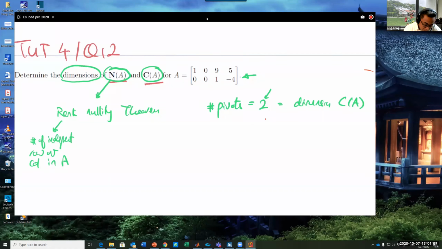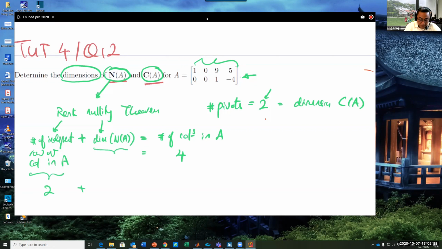What about nullity? Nullity is the dimension of the null space of A. So he's asking for the dimension of the null space of A, so he's asking for nullity. What does the rank-nullity theorem say? It says that the rank plus the nullity is equal to the number of columns in A. The number of columns in A is 4. The number of independent rows in A we have already figured out is 2. So the nullity, or the dimension of the null space, must be 2. And this is the answer.